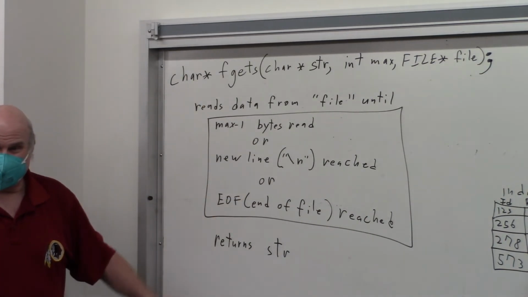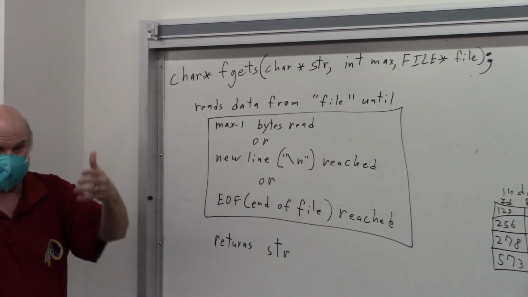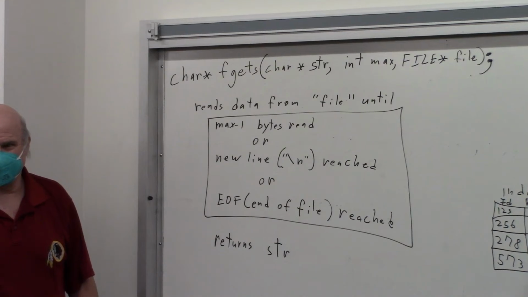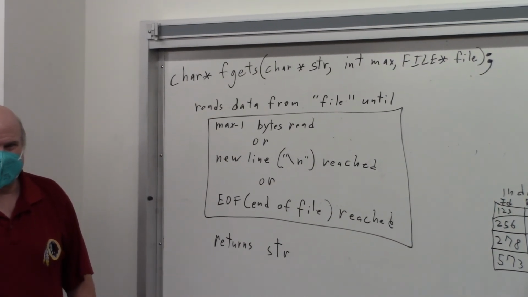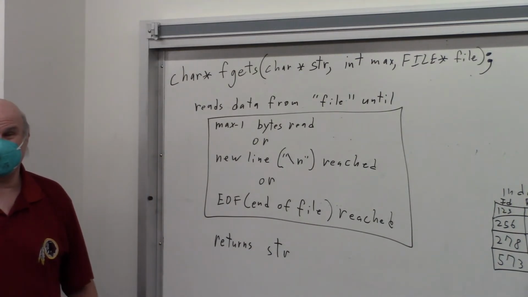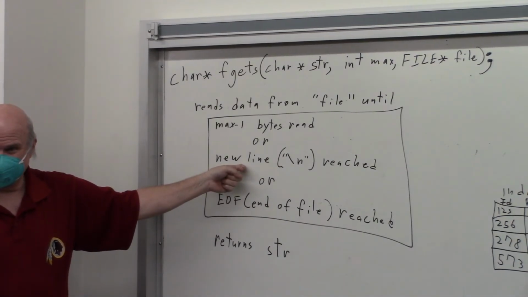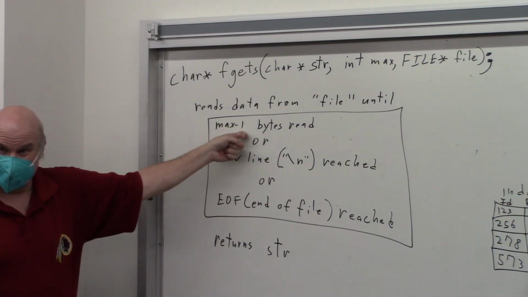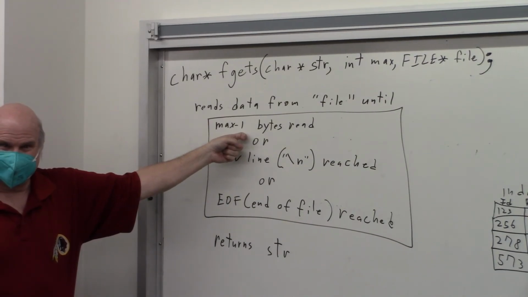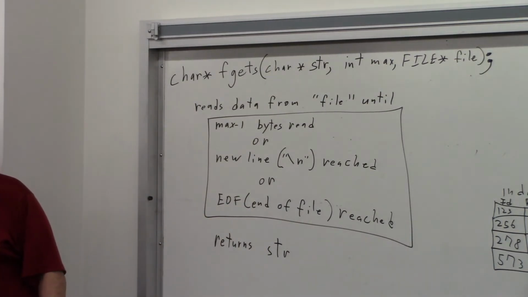That's how fgets works. fgets is very useful for just reading text files, line by line. That's what it's for. It's effectively saying, read the next line in the file. That's what you're effectively doing. Because it stops at the new line character. Or your max, if you made your max too small. Or if the file is not what you were expecting. Or if you reach the end of file.